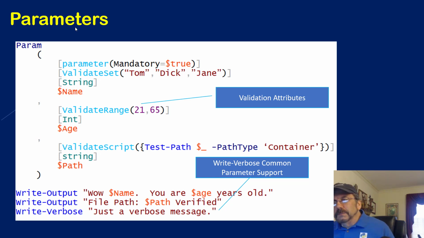So you can do things like mandatory equal true. There's actually a lot of these, so you can go online and take a look, but there's mandatory, which means you must pass a parameter. You can see in this string we can have a validation set. It only allows this list. Validation range, it's only going to let this number be between 20 and 65. Or you can even have code like test path, which is going to test a path like C / blah blah blah. It will actually make sure that path exists before it lets you continue.